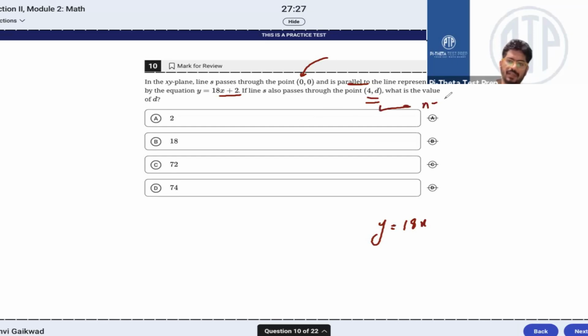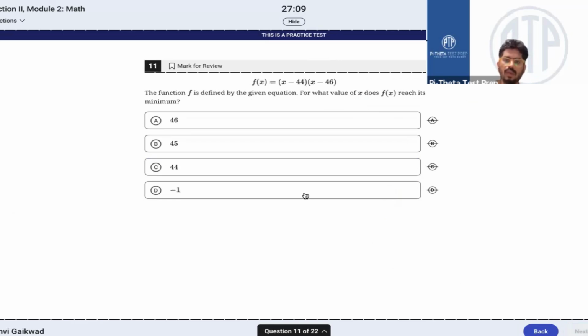That means the value of x is given 4 and y is the value of d. We can just input here. So basically d is equal to 18 into 4. Go to the calculator, you will understand, 36 into 2, that is 72, right? Very simple. Use the calculator in this case. Don't try to do it manually, because you may commit a mistake. This is a very important question.